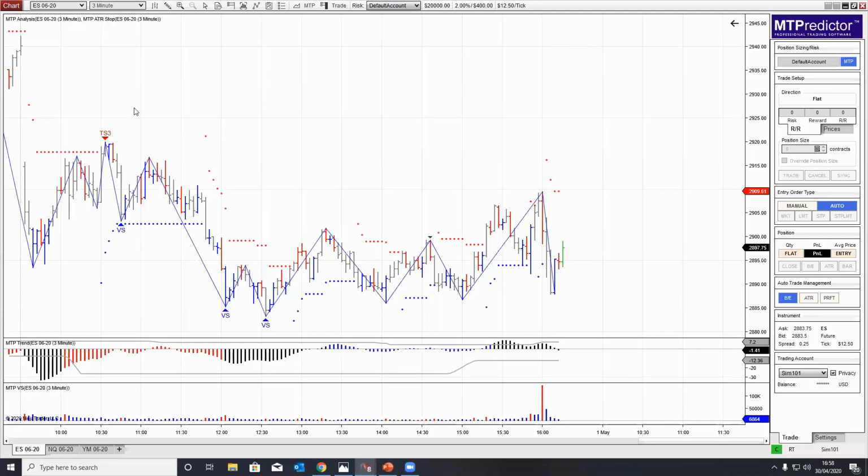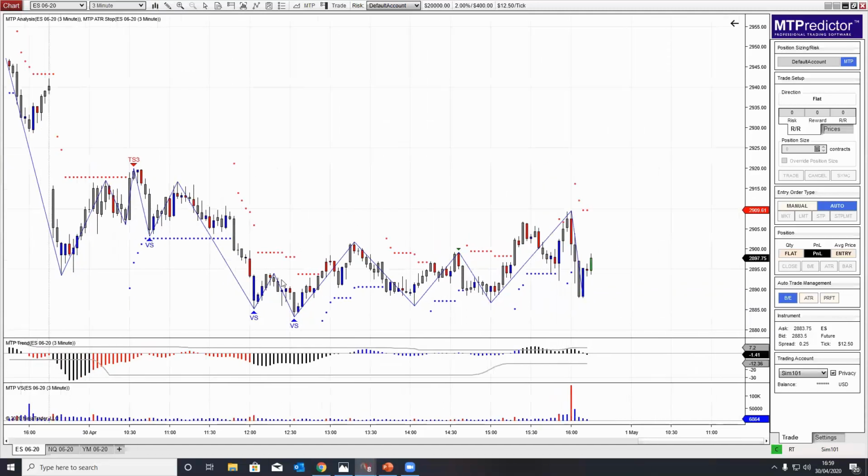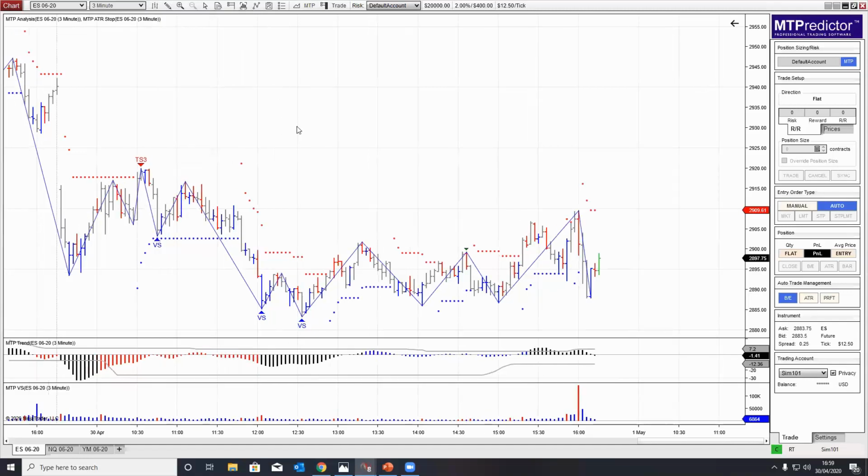You can do candlestick charts as well if you want. It's up to you. The colored bars on there are basically our MTPredictor colored bars. Say blue's for buy, red is for sell, and black is for no trade direction or no trade setup. But they're only applicable at the trade setups. So I'm just going to go back to open, high, low, close. Those are the ones I like myself personally.